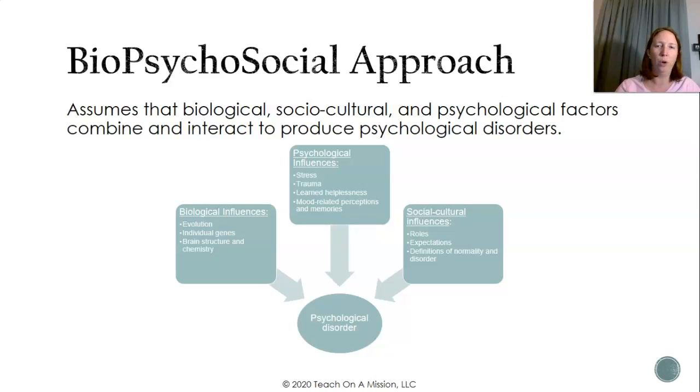And hopefully you recognize that word and graphics that have looked like this throughout this course. This approach assumes that biological, sociocultural, and psychological factors combine and interact to produce psychological disorders. Whew, that is a mouthful. You don't need to write down each and every one of these bullet points, but the idea is that it's not just biology, it's not just the environment, it's not just the mind, but the interaction of these things results in a potential psychological disorder.